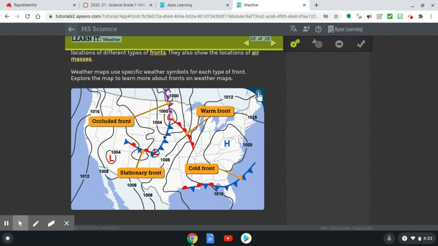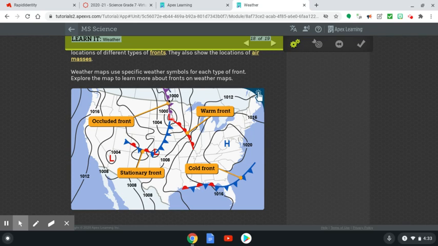Cold front has like little pendants, little blue pendants hanging. Okay. Stationary front alternates red and blue. Notice that one is on one side of the line, one is on the other side of the line, which means that it's stationary and not moving. We talked about that in class.